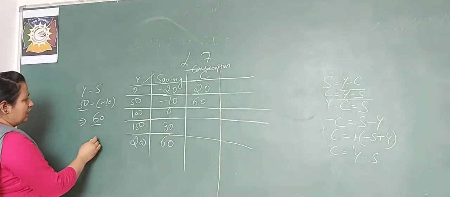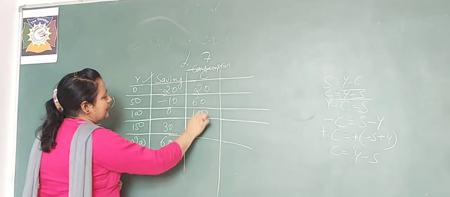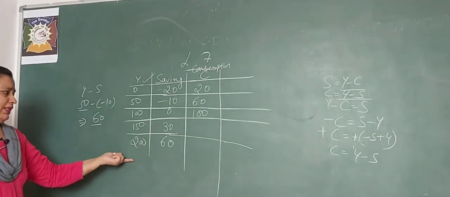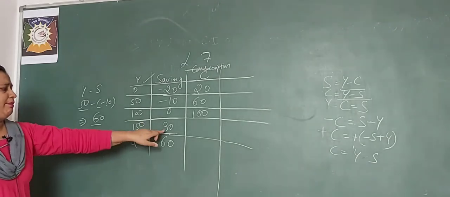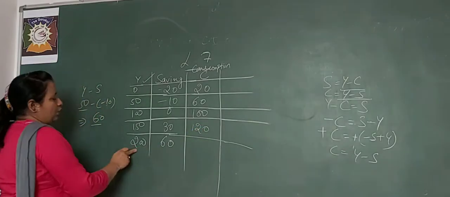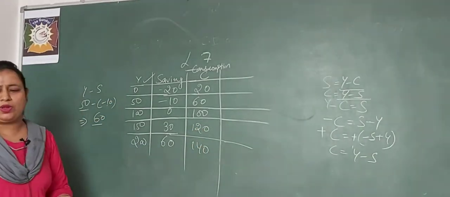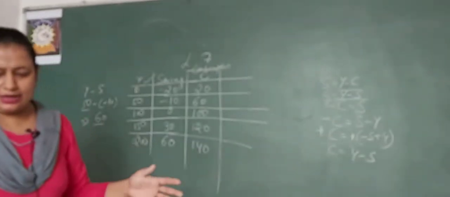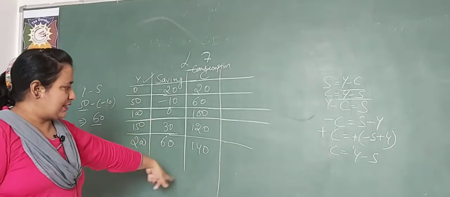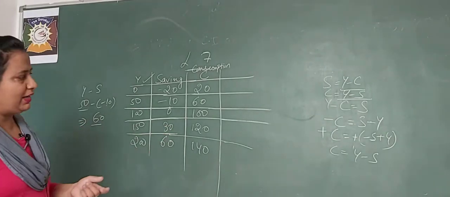Next, सेविंग is 0, it means 100 will be consumption. सारी की सारी क्या कर ली हमने, consume कर ली. Next 150 minus 30, it will be 120. 200 minus 60, that is 140. Now the next step what we have to find, हमें find क्या करना है, consumption is 20, 60, 100, 120 and 140. Now we have to find MPC and APC.